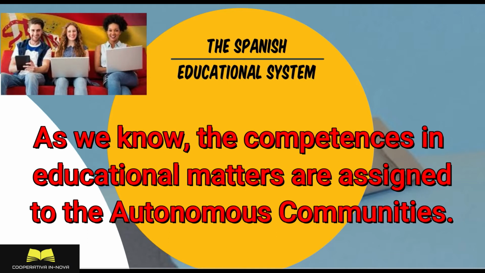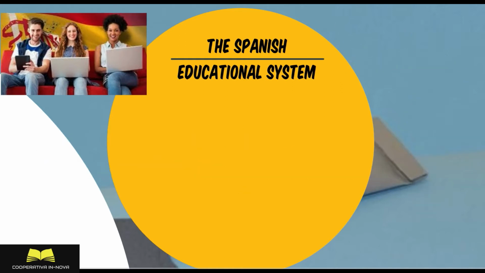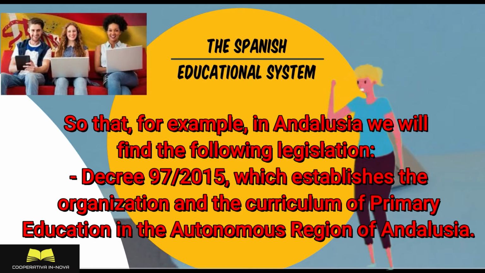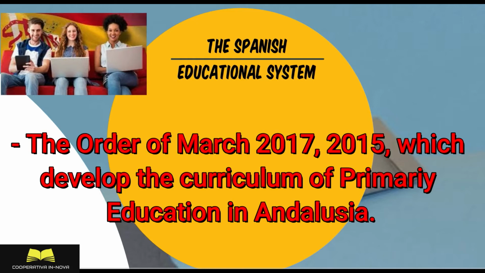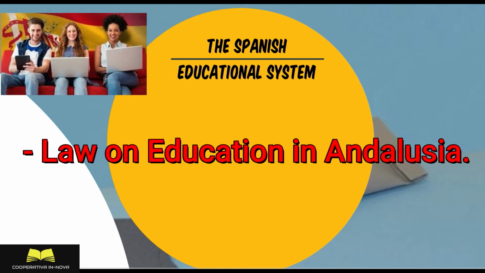As we know, the competences in educational matters are assigned to the autonomous communities. So, the different educative administrations have to legislate on educative matters from the Royal Decree. So that, for example, in Andalusia we will find the following legislation: Decree 97/2015, which establishes the organization and the curriculum of primary education in the autonomous region of Andalusia. The Order of March 2015, which developed the curriculum of primary education in Andalusia. Decree 328/2010, which validates the rules for organization of schools. Law on Education in Andalusia.